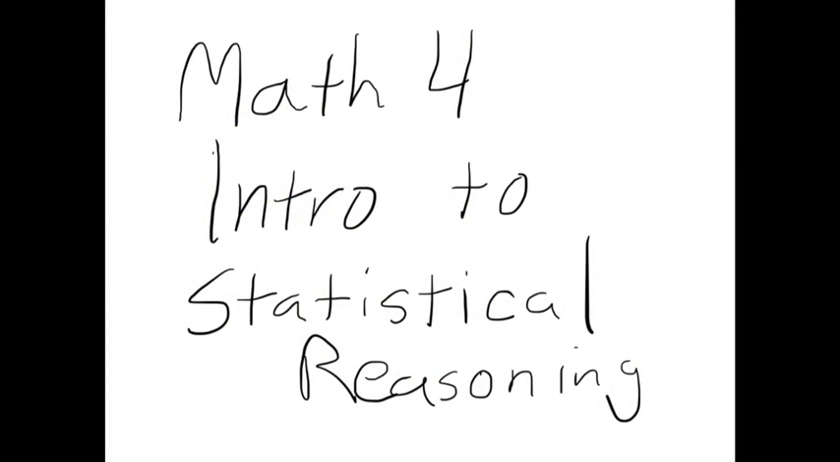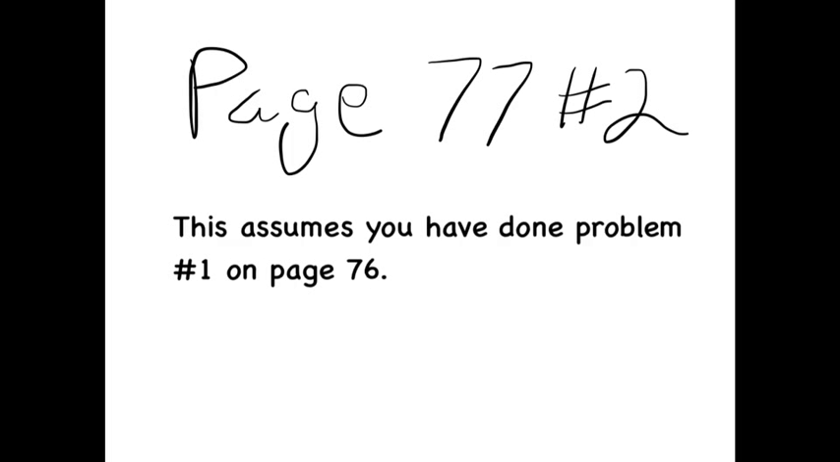Hello, this is Math 4. This is an intro to statistical reasoning. Statistical reasoning is used when you can't get exact results. You're using data pulled from some sort of an experiment, and in order to do that, you've got to have an experiment that is pretty well designed. You may be familiar with a lot of this from science class.